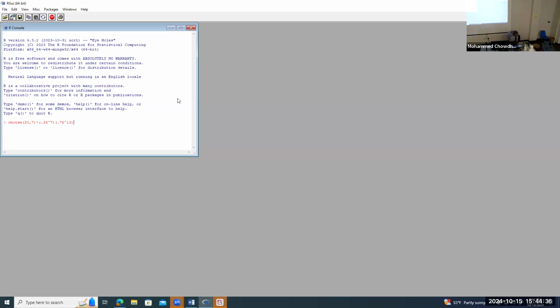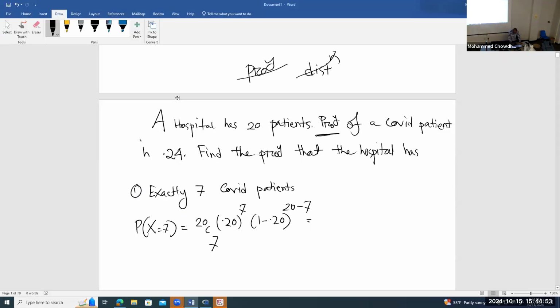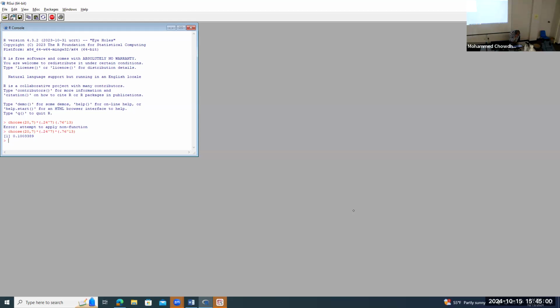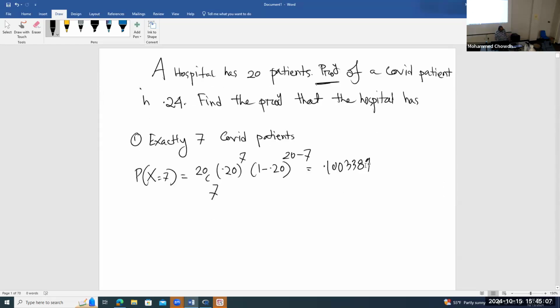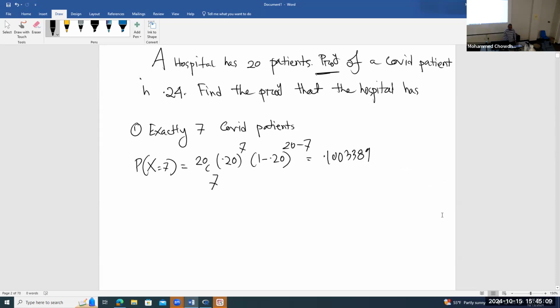I understand where I made the mistake. The answer is 0.1003389. Clear, right? Now, how can you solve this problem in your exam?